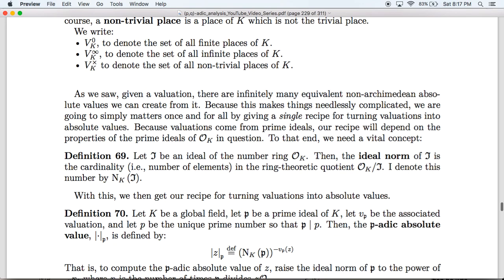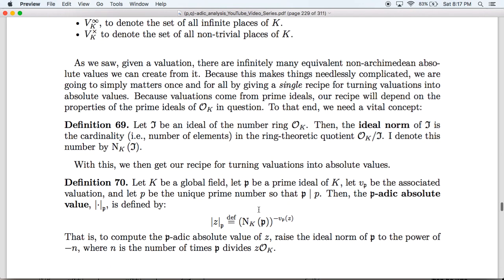I mentioned this in the last part. Given an ideal I of a number ring OK, the ideal norm of I is the cardinality, i.e. the number of elements, in the ring theoretic quotient OK mod I. I denote this number by NK of I. And then this gives us our recipe.